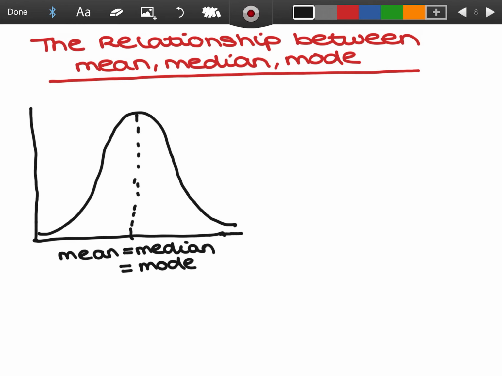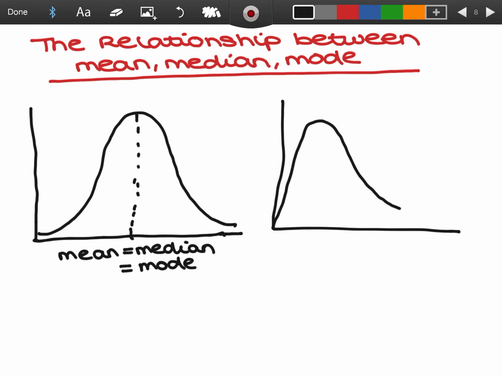Now we have to deal with whether we have positively skewed data or negatively skewed data. So let's start with positively skewed. Remember, positively skewed means that it's skewed right, which means that most of your data is on the left. So positively skewed means it looks like that.